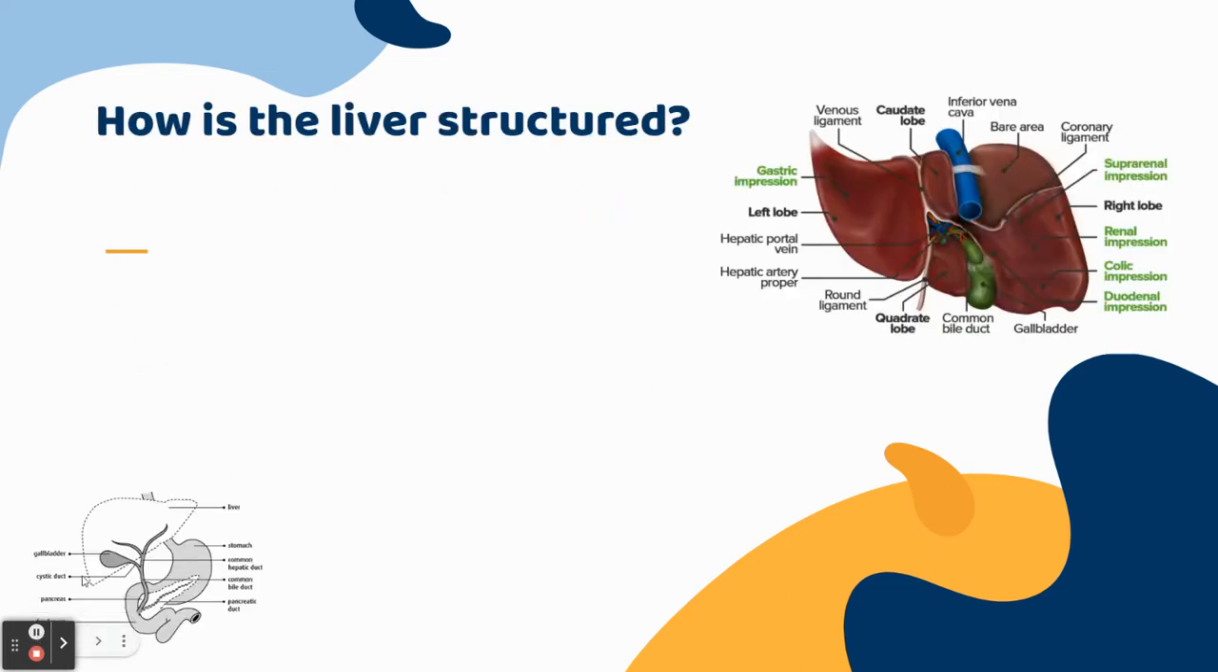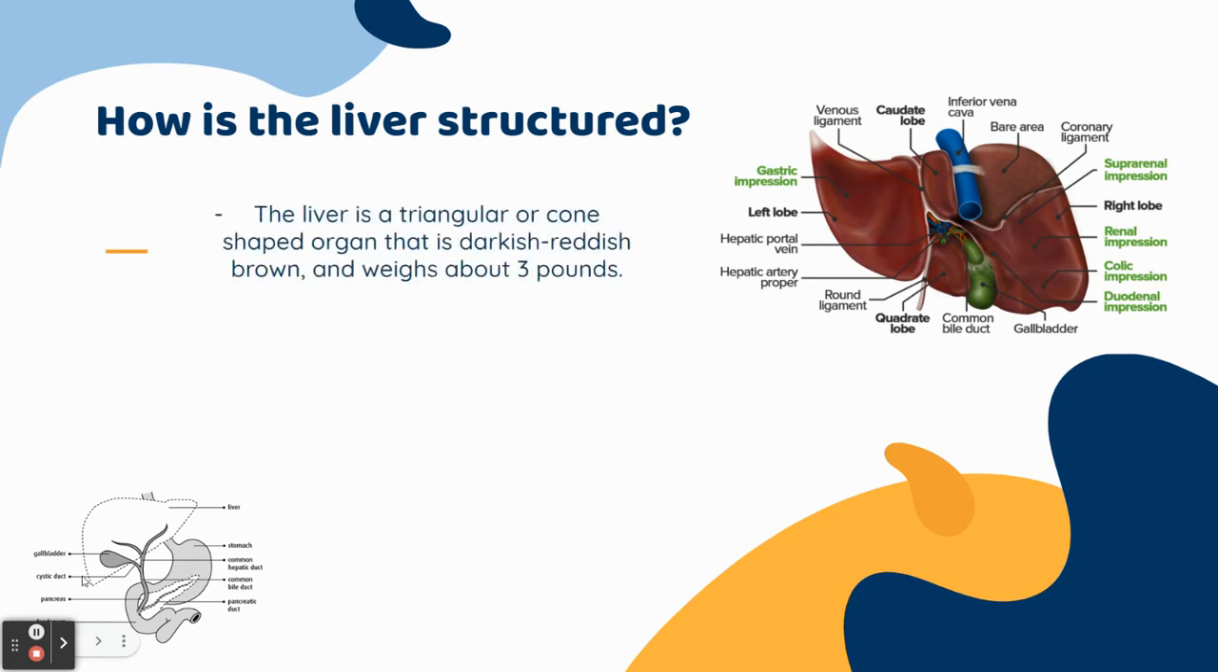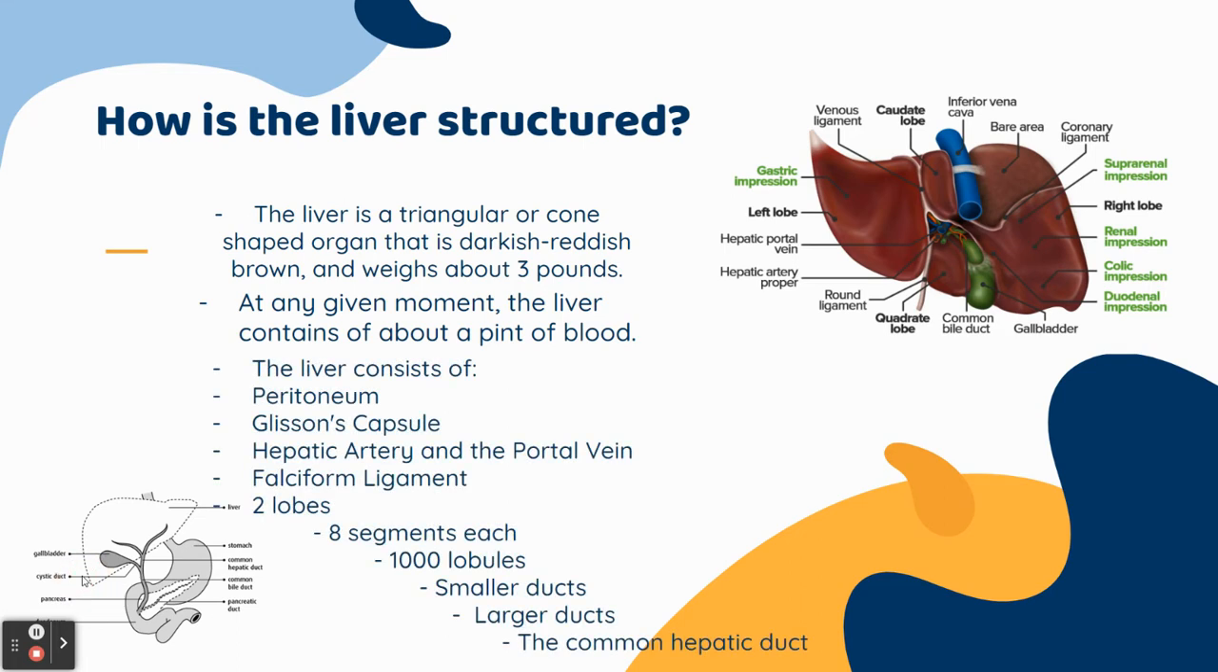Now, let's move on to the structure of the liver. The liver is a triangular or cone-shaped organ that is darkish reddish brown and weighs about 3 pounds. This makes it the largest solid organ in the whole body. At any given moment, the liver contains about a pint of blood, which is basically 13% of the human body's blood supply. However, the portal vein and the hepatic artery are still major blood sources for the liver when it is needed. The liver has many parts to it, which we will go over now.